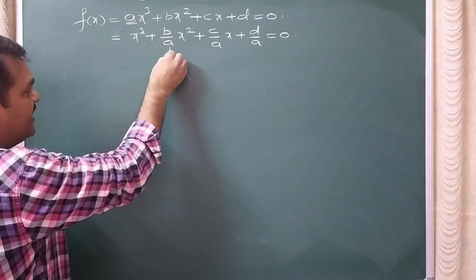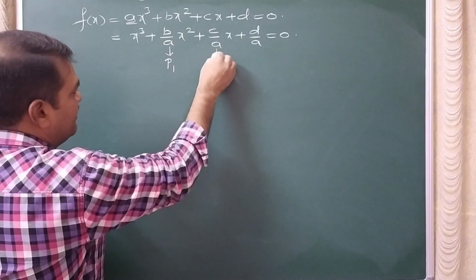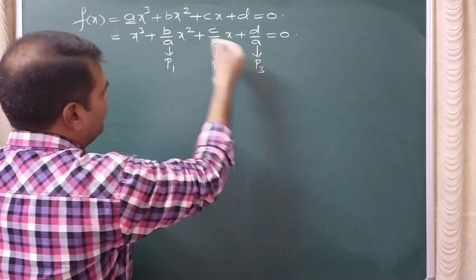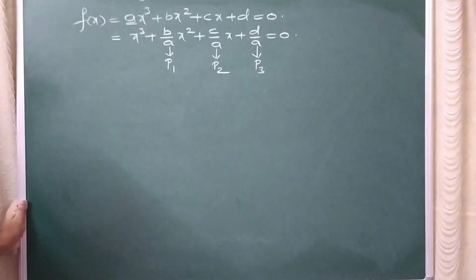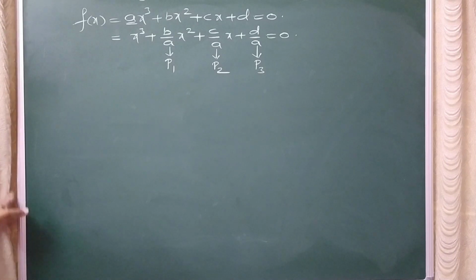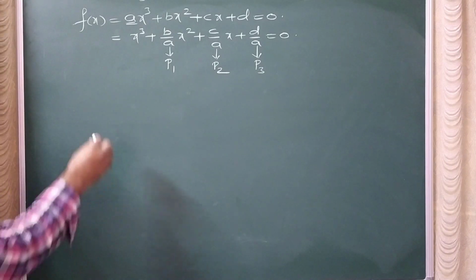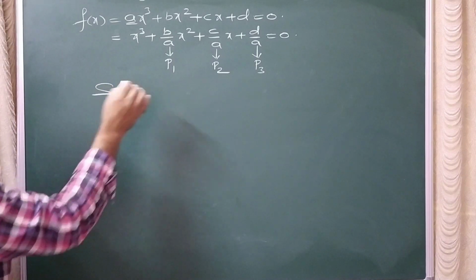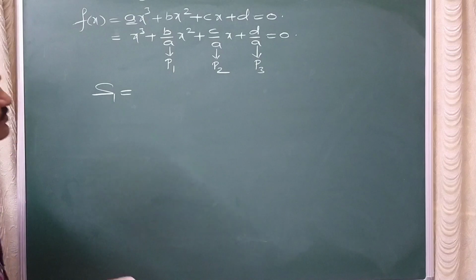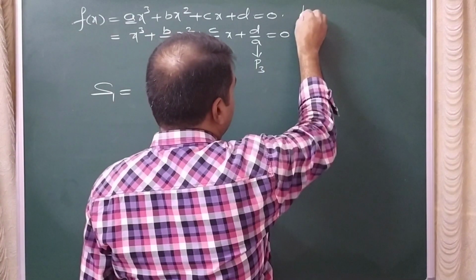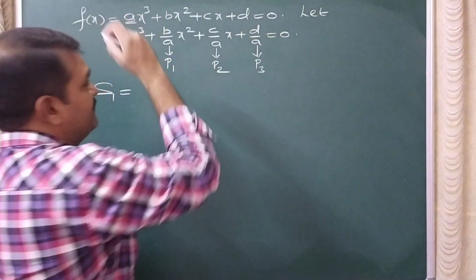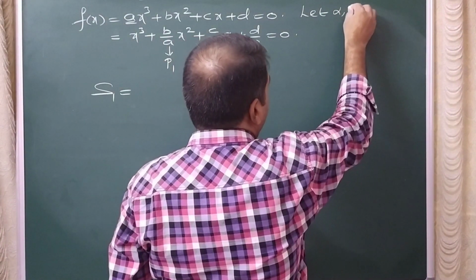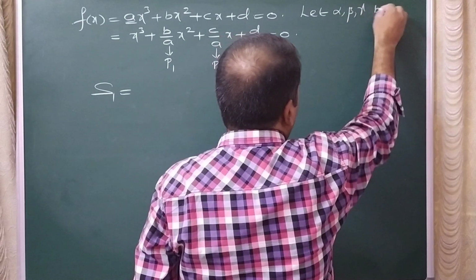So this b by a is taken as p1, c by a is taken as p2, and this d by a is taken as p3. So we know what p1, p2, p3 are now. Okay. So this is a cubic equation. Now we have already discussed that S1 represents the sum of the roots. Any cubic equation has 3 roots, no? So let me take alpha, beta, gamma as the roots.